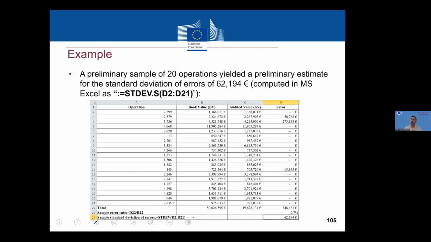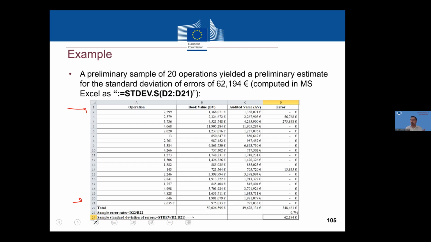I have copied and pasted into this slide a part of the Excel sheet with the results of the 20 operations that are in the pilot sample. The first operation is in line 2 and the last one in line 21, so we have 20 operations in the pilot sample. Now, based on our present rules, we always suggest that you take a pilot sample of 30, but let's imagine that we have used the 20.